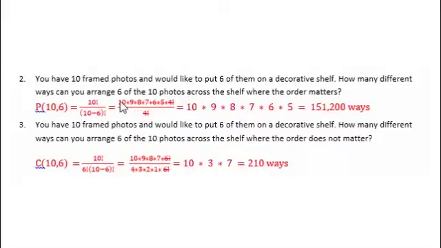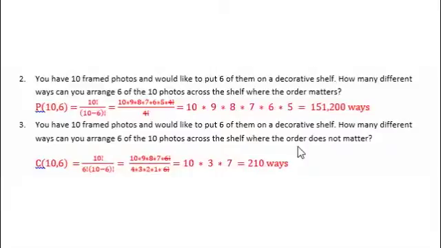Now simplifying this, I'm going to have 10 times 9 all the way down to times 1. In the denominator, I have 4 factorial, so I only wrote this out until I got to the 4 factorial because I can cancel those two values out and I'm left with 10 times 9 times 8 times 7 times 6 times 5, which is 151,200 ways.